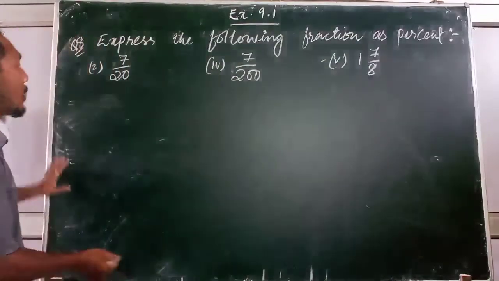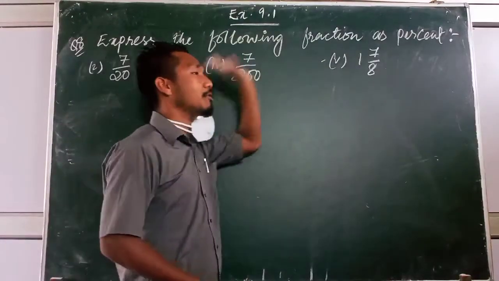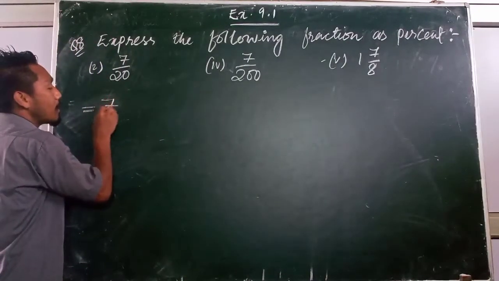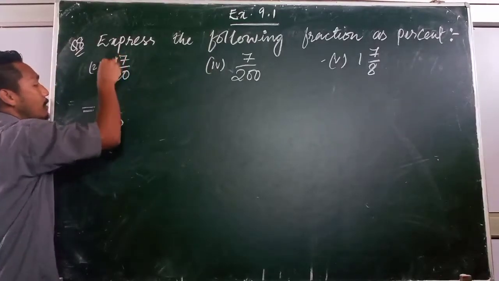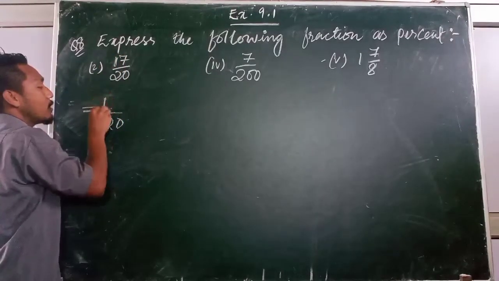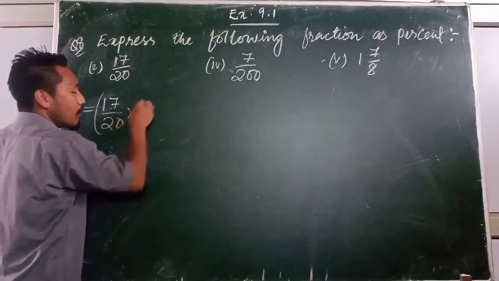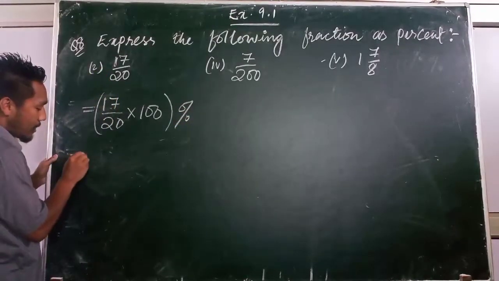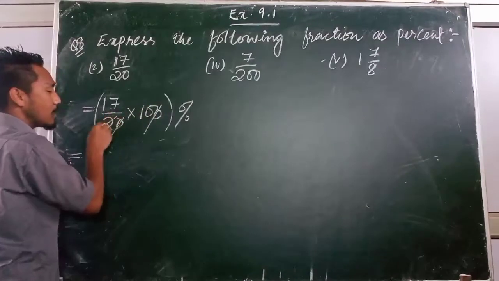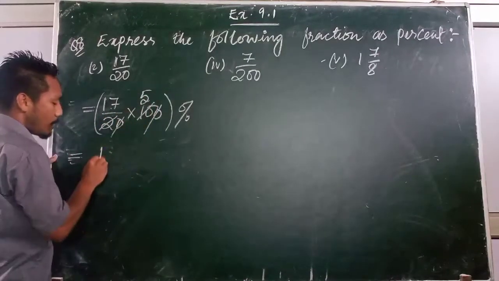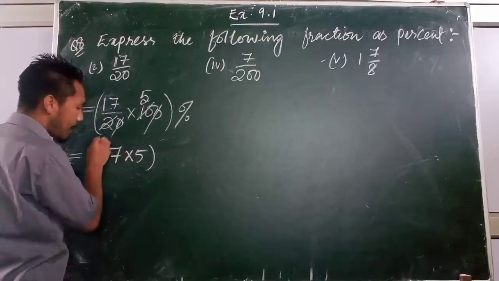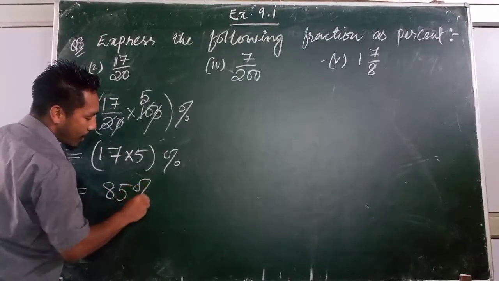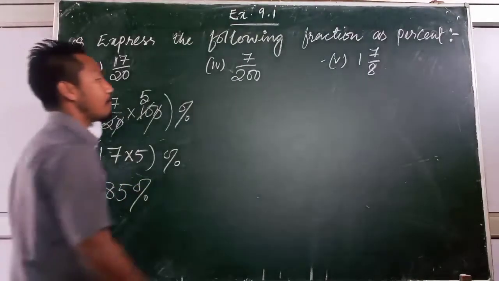Then what shall we do here? In order to convert from a fraction to a percent, you have to multiply by 100. Here you have to multiply 17 by 20, okay? This is 17 by 20. Into 100, you have to multiply by 100, and you have to put the sign of percent outside. Then here you see 0 and 0 cancel, 2 5s is 10, so remaining is 17 into 5. If you multiply these 2 numbers, your answer will become 85%.